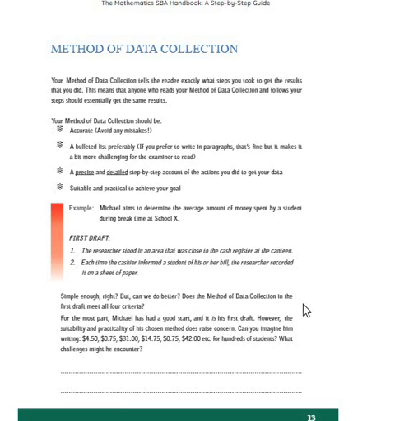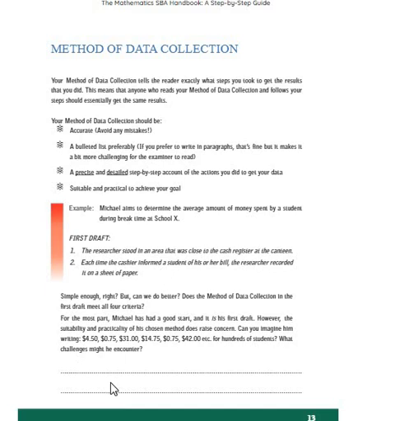Does the method of data collection in the first draft meet all 4 criteria? We're talking about these 4 criteria. In other words, accurate, bulleted, precise and detailed, and suitable and practical to achieve your goals. But let's look at it. For the most part, Michael has had a good start, and it is his first draft. However, the suitability and practicality of his chosen method does raise concern. Can you imagine him writing $4.50, 75 cents, $31, $14.75, 0.75, 42, etc. for hundreds of students? What challenges might he encounter?